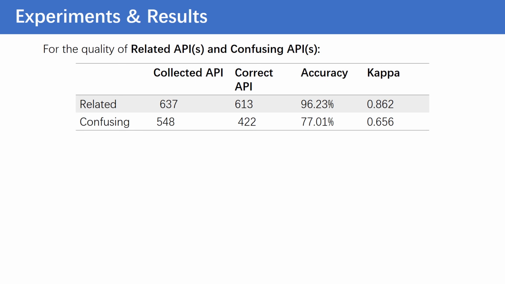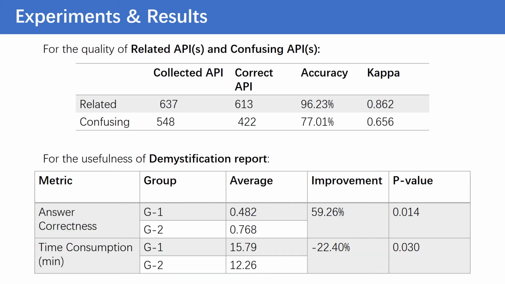After the quality evaluation, we also conduct a user study to evaluate the usefulness of our demystification report. We prepare 8 tasks for 14 developers to answer, based on the development experience of these developers. We divide them into 2 groups, Group 1 and Group 2. Each group has 7 developers. Group 1 is the control group that is given only confirmed API usage directives, while Group 2 is the experimental group that is given our demystification report.